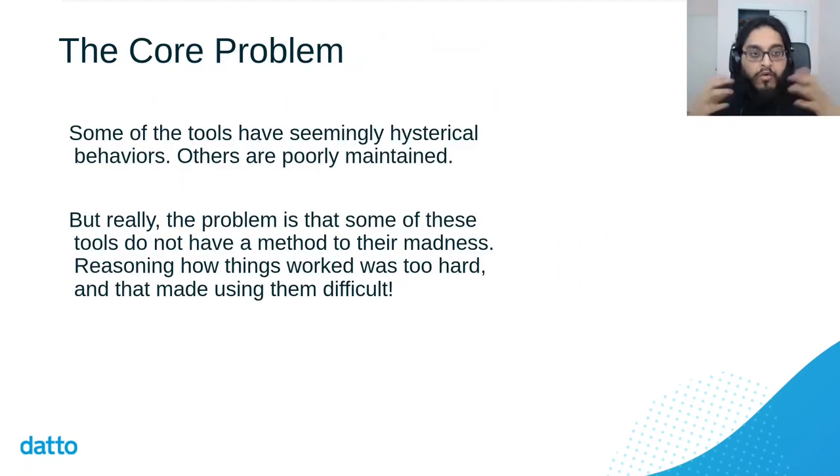This led to a core problem that we've discovered: some of these tools have seemingly hysterical behaviors. Something that's also been increasingly common among these tools is that they're poorly maintained and that their actual capabilities are incomplete. These tools don't have what I like to call a method to their madness. Reasoning about how they worked was too hard, and that made using them difficult, because when something went weird in an image build process or in the image produced by the build, it was difficult to walk back and figure out what happened and what went wrong. That really eats a bunch of time that could be better spent doing more valuable things, like iterating on it to build more capabilities, layered systems, solutions, and things like that.